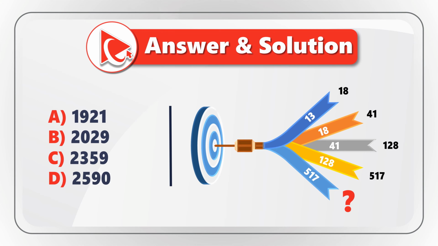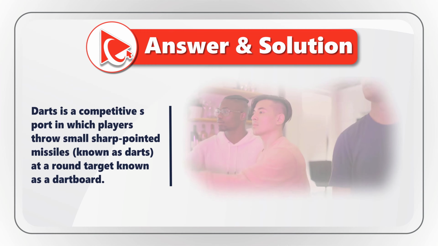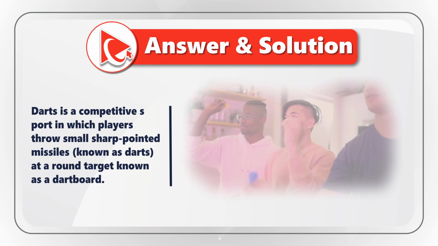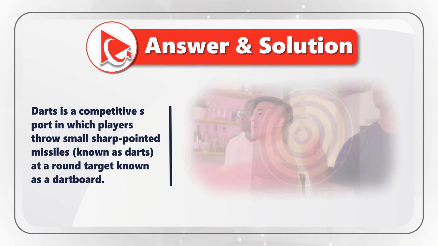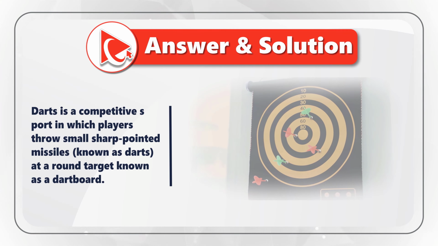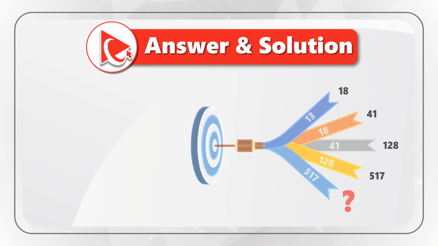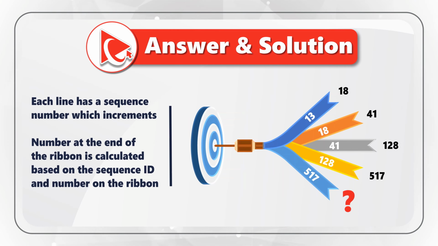First, to answer this question, let's understand what we're dealing with. Since this game may not be very familiar in all parts of the world, let's start with the definition. Darts is a competitive sport in which players throw small sharp-pointed missiles, known as darts, at a round target known as a dartboard. Now, let's look closely at the dart we're dealing with.